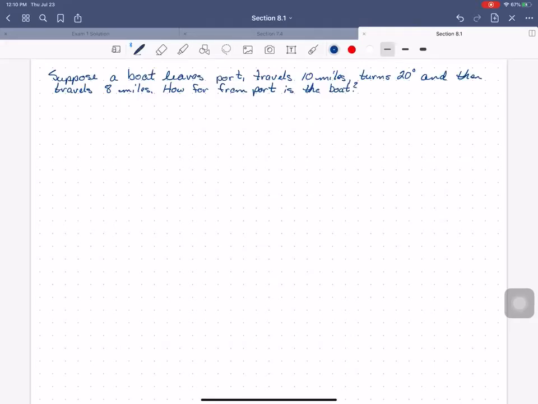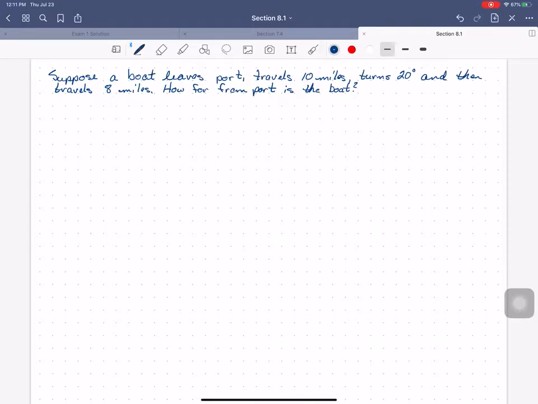Right, so we're going to spend a lot of time with people who have gotten lost in this chapter. It just seems that a lot of our problems end up looking like this. So we're going to talk about a boat. A boat has left port, traveled 10 miles, then turned 20 degrees and traveled 8 more miles. And maybe this boat called the Coast Guard, and that's all they know, and they're dead in the water.